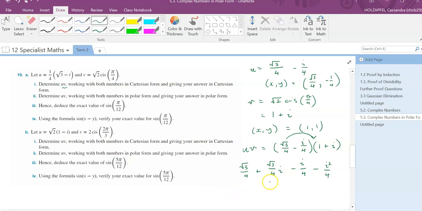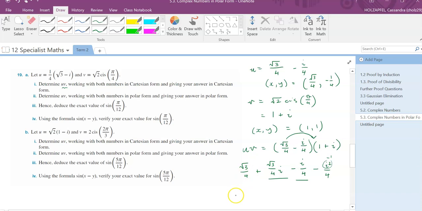Okay, so let's collect our imaginary parts and our real parts together now. Whoops, I just realized I did something silly. Because remember, when we have i squared, that's going to change into -1. So this value is actually going to change to positive 1/4.